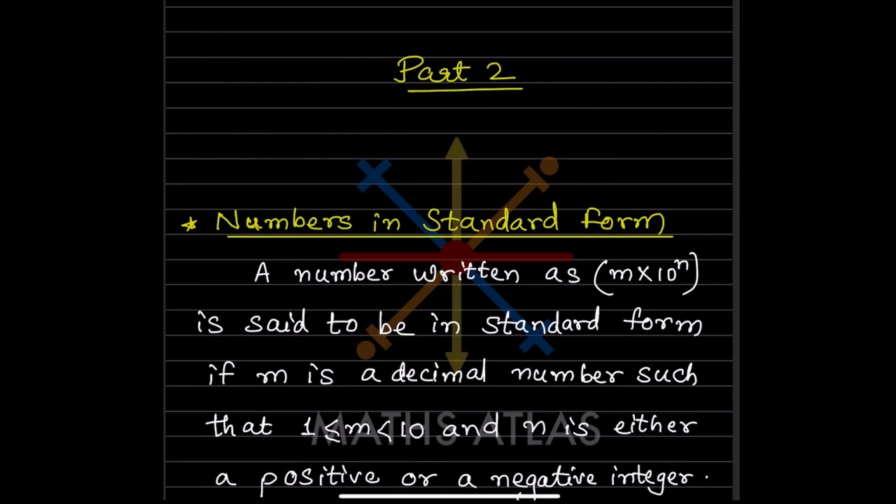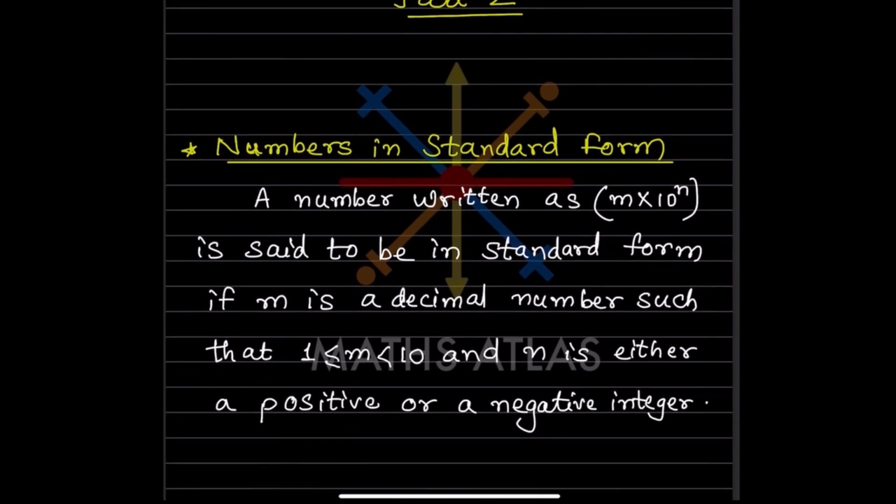So now we are going to see something about the standard form. Before that you should know numbers in the standard form, how to write it. Suppose a number is written in the form of m into 10 raised to n. Then it is said to be in standard form.